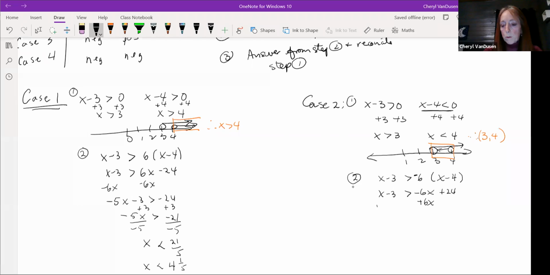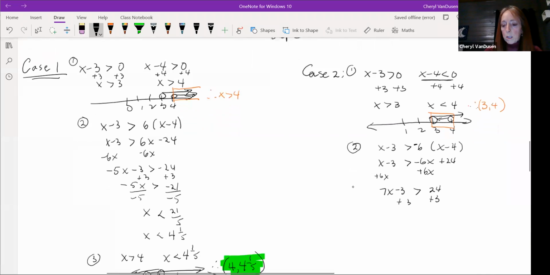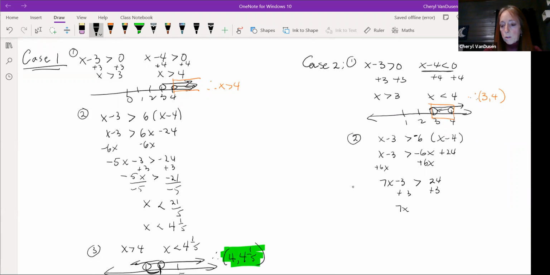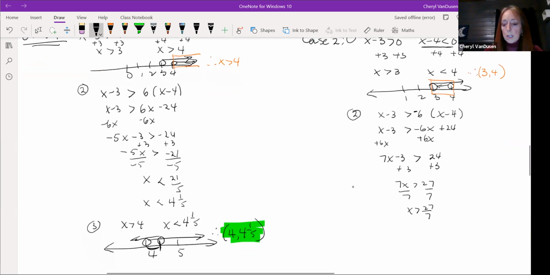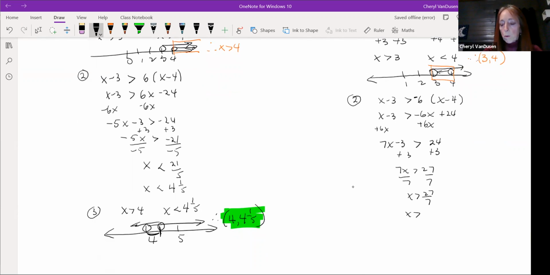Add 6x to both sides. We get 7x minus 3 is greater than 24. Add 3 to both sides. We get 7x is greater than 27. Divide by 7. X is greater than 27 over 7. Again, they do seem to want to change it to mixed numbers. So it's 3 and 6/7.